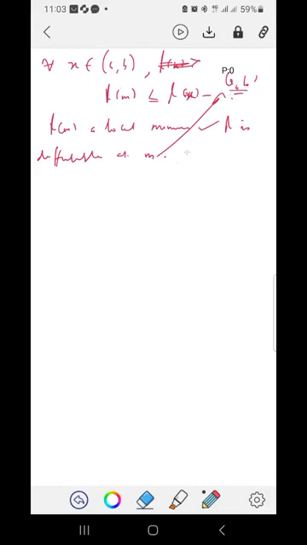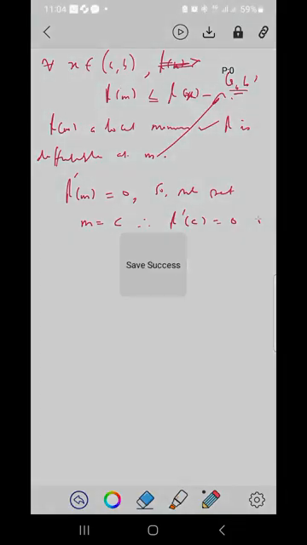Now we have gathered everything, so we can just use the local extremum theorem, which says that at a local extremum, which f(m) is, the derivative is going to be 0. So we set m to be c. Therefore, f prime(c) will be equal to 0, which effectively ends our proof.